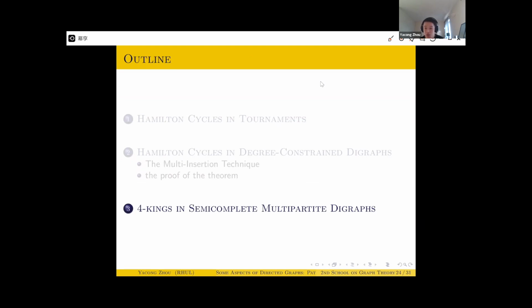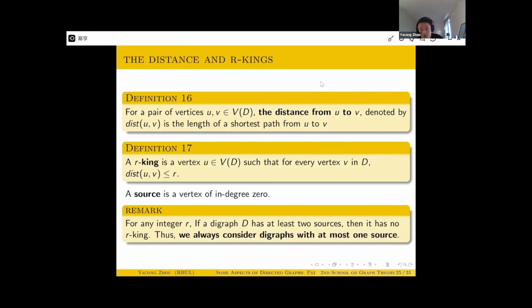The next topic is about kings in digraphs, especially the four kings in semi-complete multipartite digraphs. So let me first give some basic definitions here. Given a pair of vertices U and V, the distance from U to V is defined as the length of the shortest path from U to V, which is clearly an analog of the term distance in undirected graphs. So I guess you are already familiar with this term. And an R king in a digraph D, an R king U means a vertex such that the distance from this vertex to every other vertex is at most R.